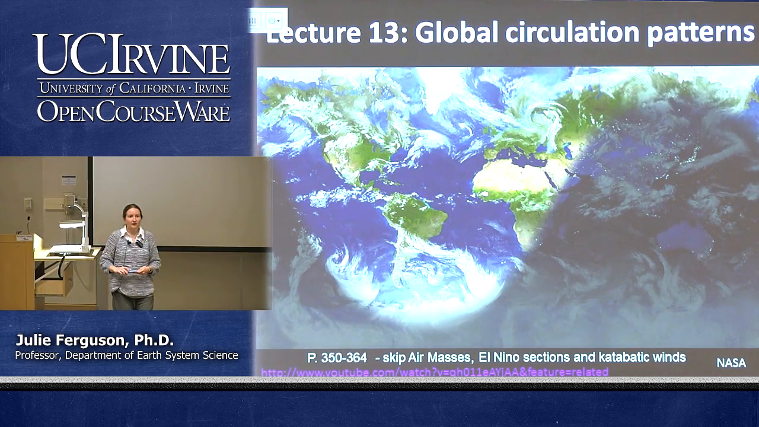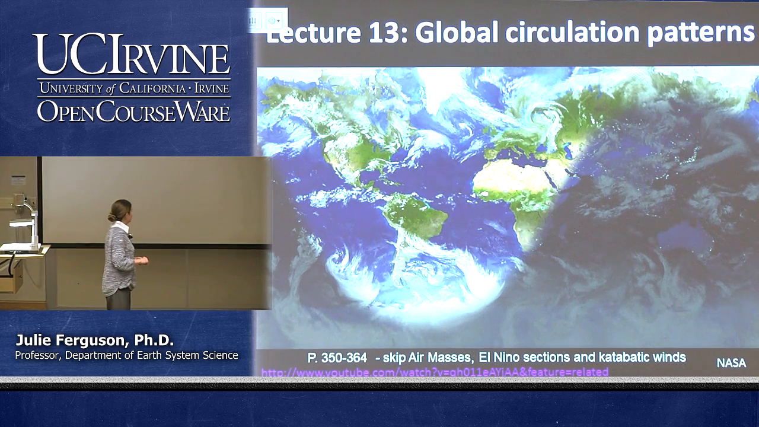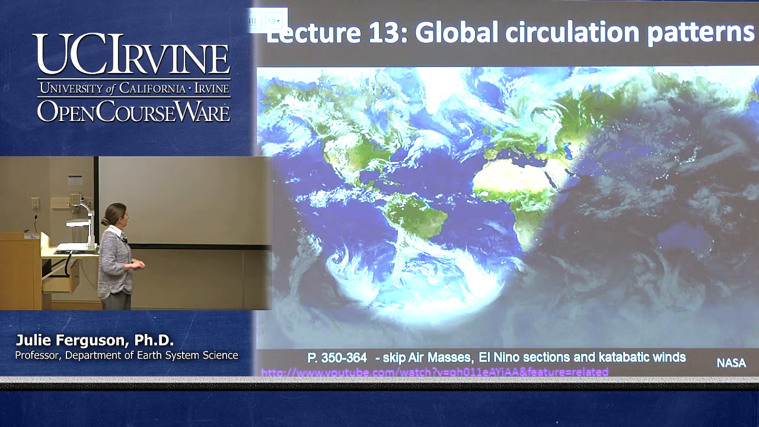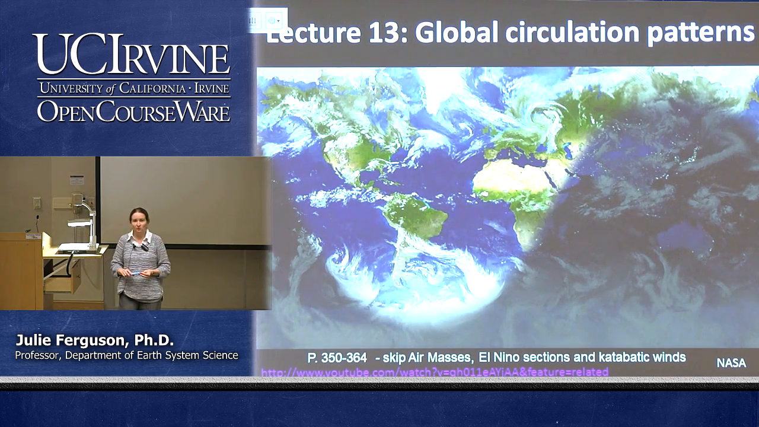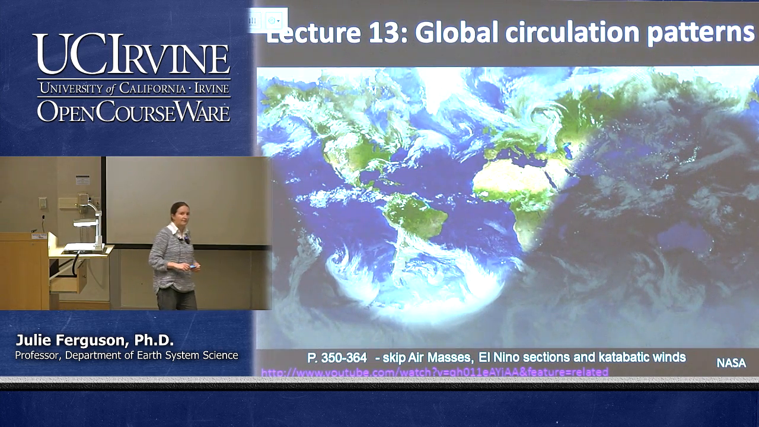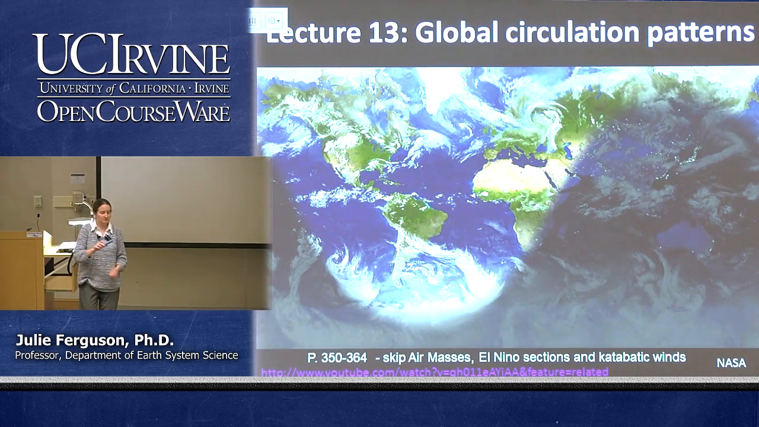One of the things people asked me for in the midterm evaluations was more specific ideas of reading. Today's lecture is mostly taken from page 350 to 364 in the textbook, and you can skip the stuff on air masses and El Nino. We're going to come back to that when we talk about the ocean, and also katabatic winds we're not going to get into.